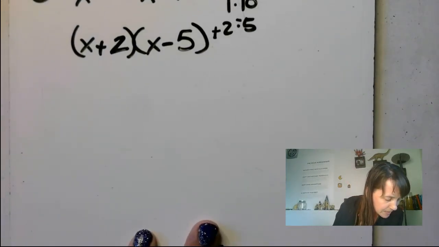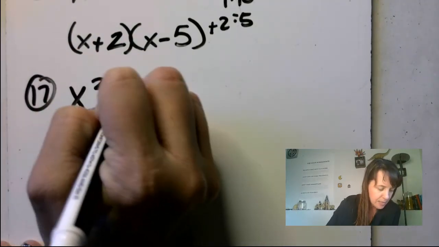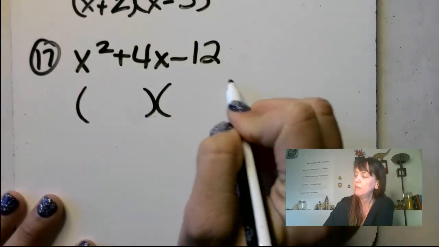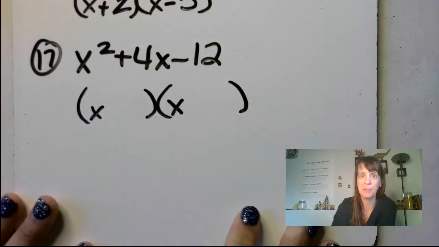Let's look at one more, number 17, because it's got 12 involved and I like it. x squared plus 4x minus 12. All right, bubbles. I love 12. Factors of 12, my favorite.